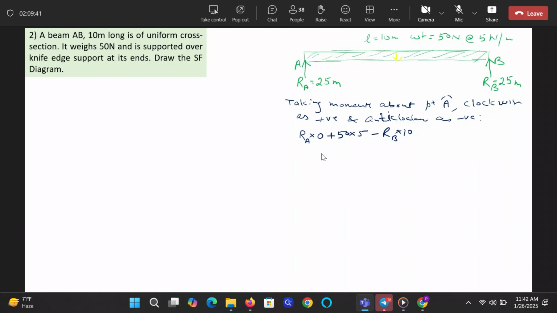Since the beam is not rotating, the resultant will be 0. Now, if you solve this, you will get RB equal to 25 newtons. And since RA plus RB is 50 newtons, this implies RA will also be 25 newtons. Correct, class? Yes or no? Anybody who is not in agreement with me, tell me.